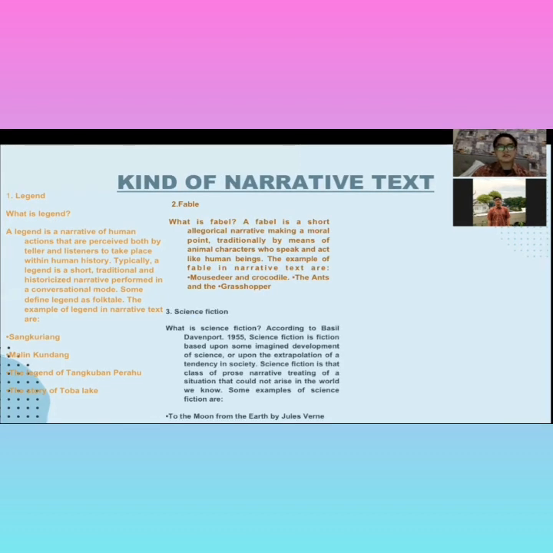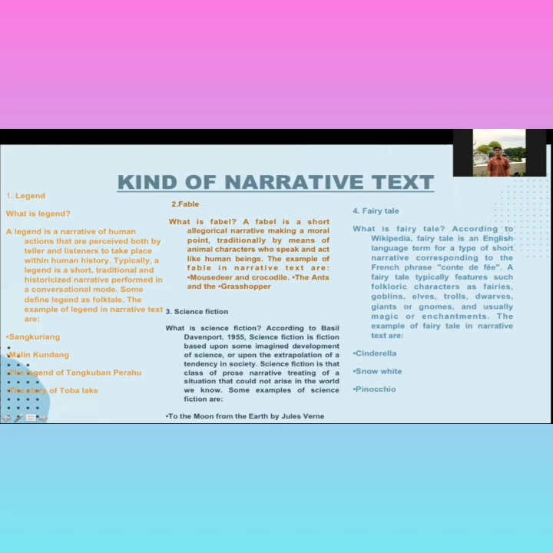So number 3 is science fiction. What is science fiction? According to Basil Davenport, 1955, science fiction is fiction based upon some imagined development of science or upon the extrapolation of a tendency in society. Science fiction is that class of prose narrative treating of a situation that could not arise in the world we know. Some examples of science fiction are A. To the Moon from the Earth by Jules Verne.